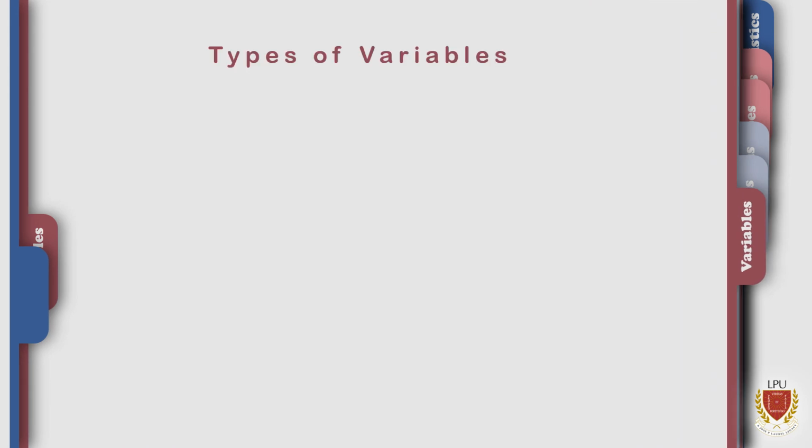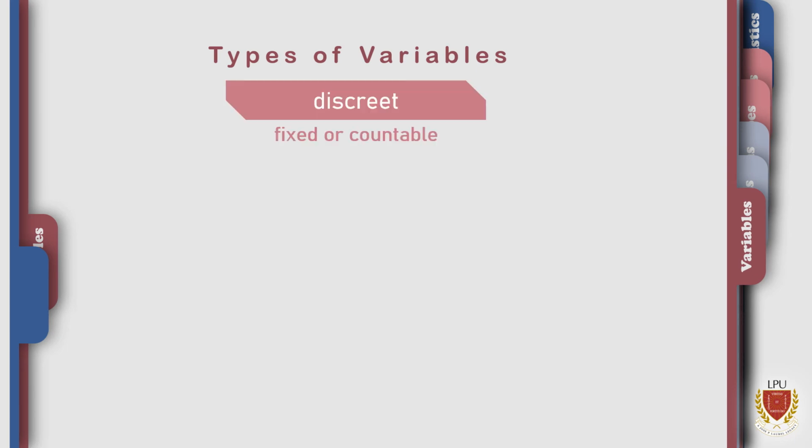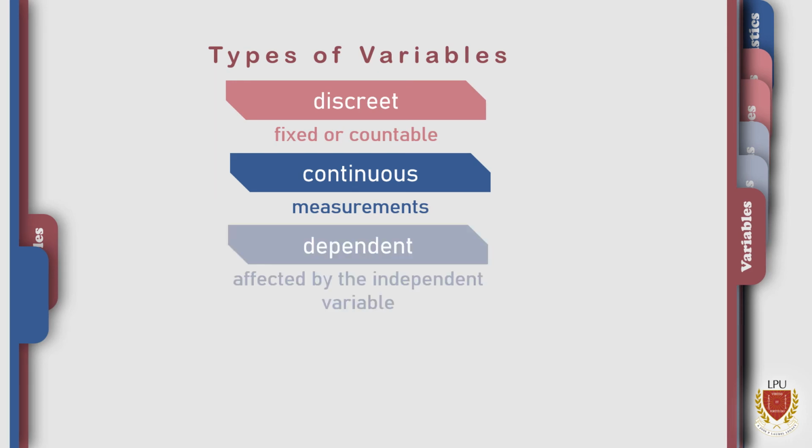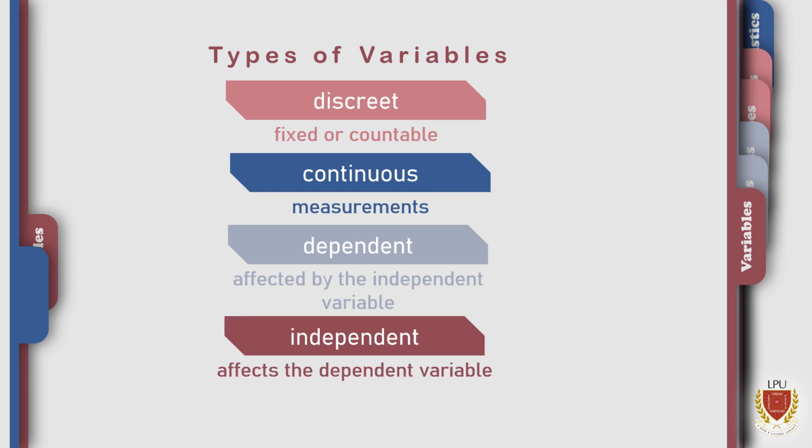There are several types of variables. Number 1, discrete variable is fixed or countable variable. Number 2, continuous variable, which usually pertains to measurements. Number 3, dependent variable is the one that is affected by the independent variable. And lastly, independent variable is the one that affects the dependent variable.